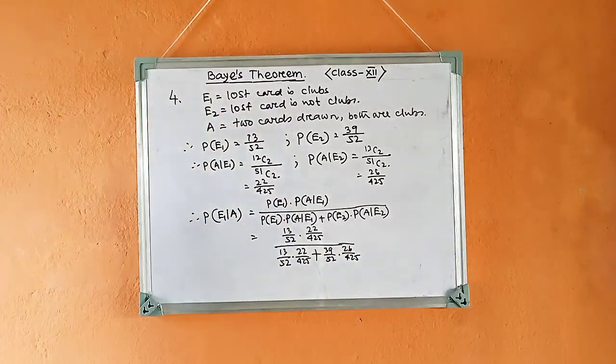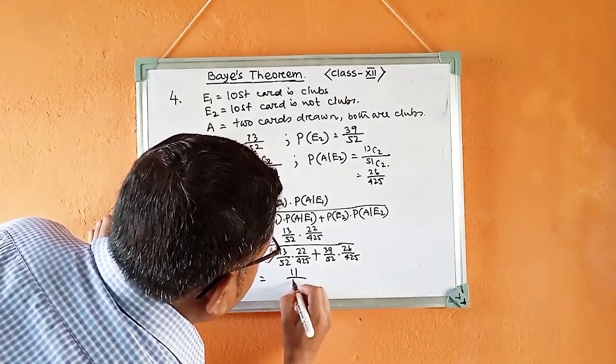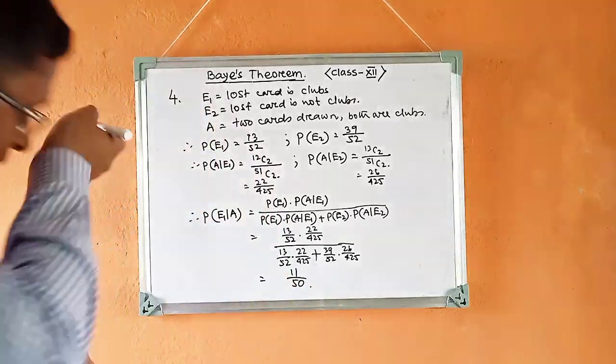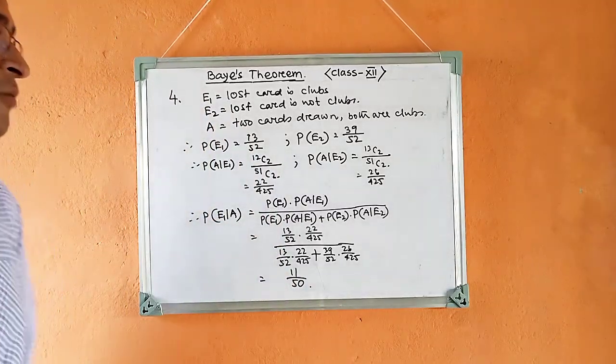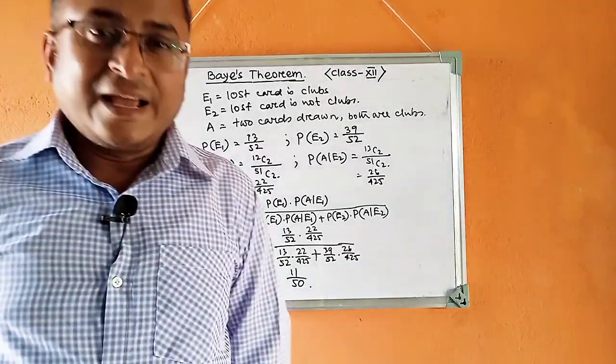Look carefully. After the final calculation we get the result 11 divided by 50. Hope all of you understood. Okay, thank you students.